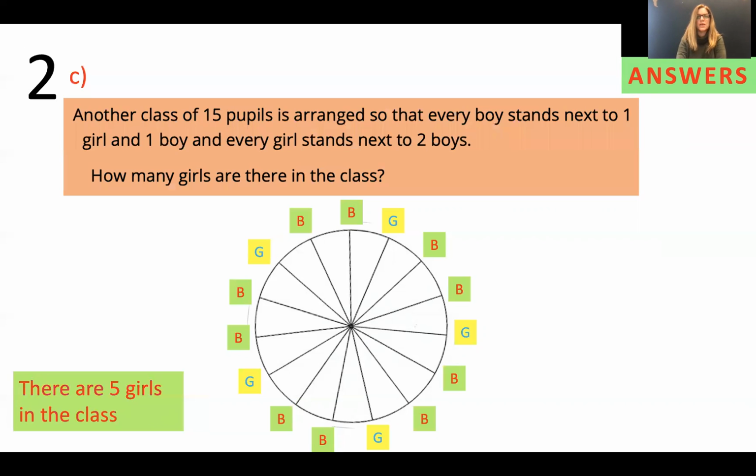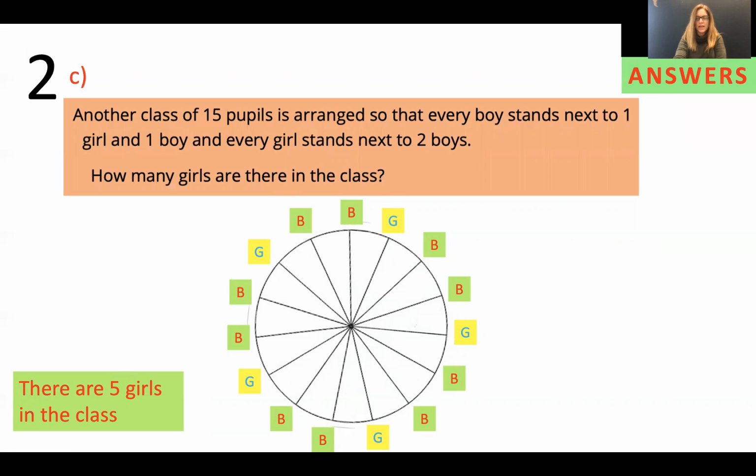And for part C, okay, so we've got a boy standing next to a boy and a girl. So when we follow that sequence round, we end up with boy, boy, girl, and so on round the circle. Okay, so for every 3 students, you've got 2 boys and 1 girl. So if you've got 15 students, you're going to have 5 girls.